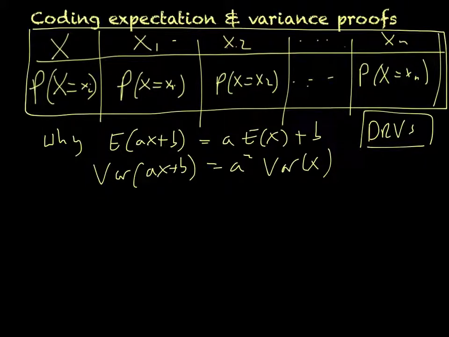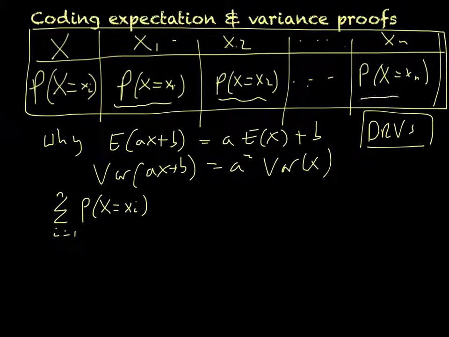So first things first, we need some definitions. We know that the sum from i going from 1 to n of the probability of x equals xi, i.e. as we sum up these values in the table, the probability is always going to add up to 1. There's our first thing here.